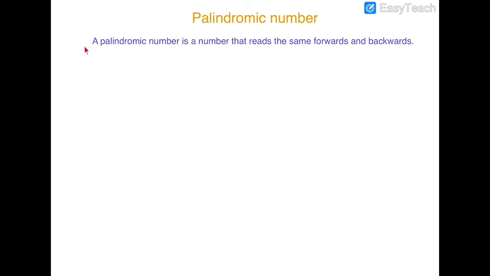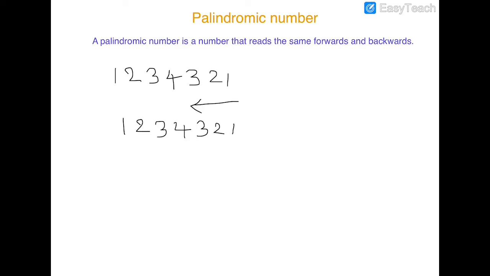Palindromic number. A palindromic number is a number that reads the same forwards and backwards. For example, 1, 2, 3, 4, 3, 2, 1. If you write or read them in the reverse order, again you get 1, 2, 3, 4, 3, 2, 1. Such numbers are called palindromic numbers. So if we read forward or backward, the number will be the same.